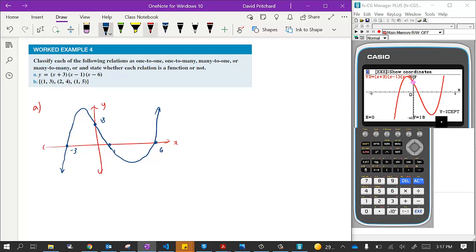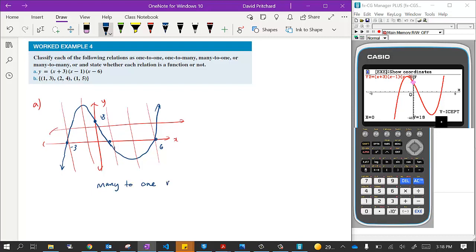Now the important thing here is we can see these vertical lines. There's only one y value for each x value, but when we flip it around the other way and we put in a horizontal line, there are more than one x values for each y value. So that means we're looking at a many-to-one relation, which would be a function. Okay, so that's nice and easy.